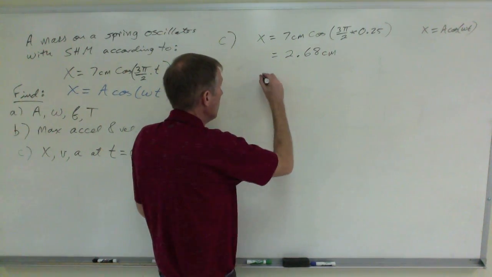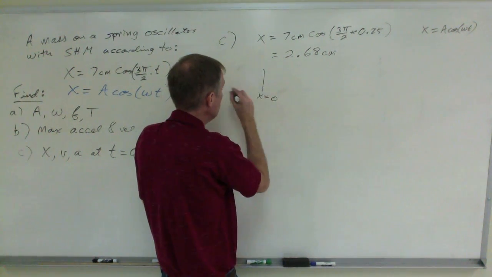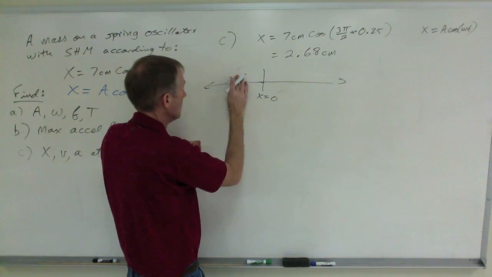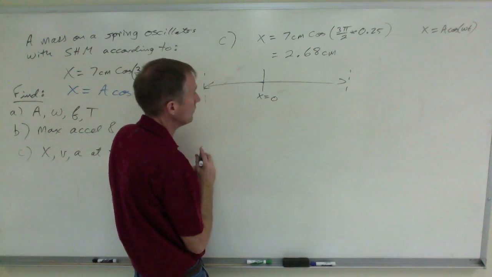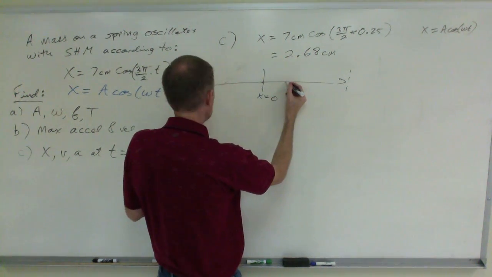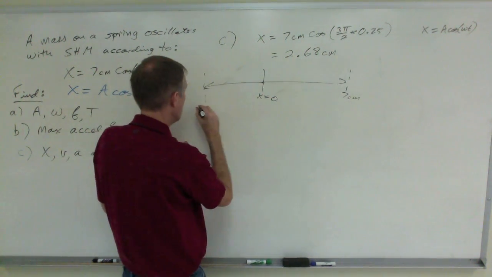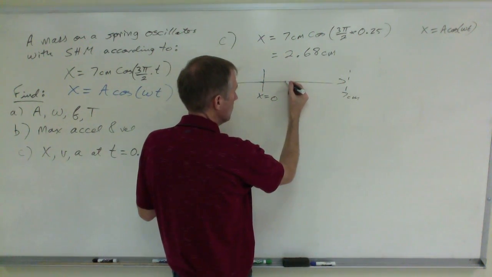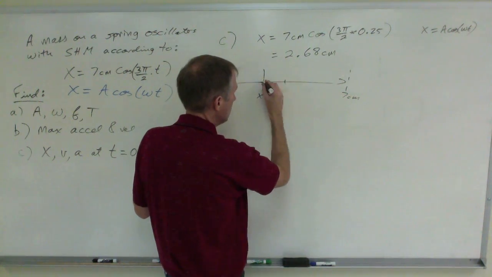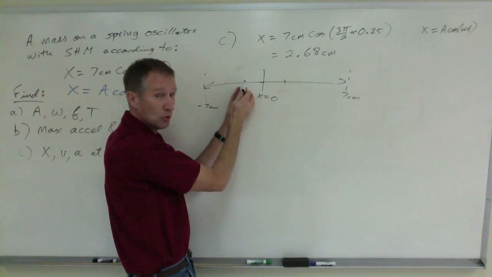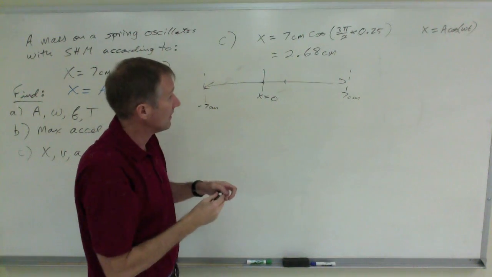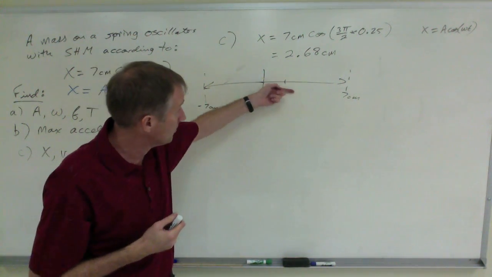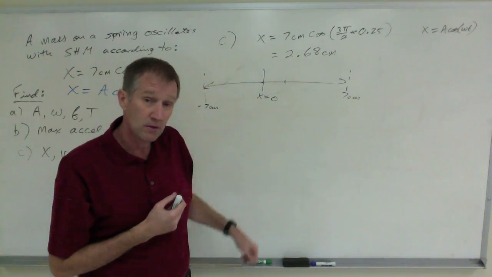All I know is here's equilibrium, x equal to 0, and this thing's oscillating back and forth between those two sides. And all I know is that this is 7 centimeters, this is negative 7 centimeters, and at the moment it's at 2.68 centimeters from equilibrium, over here somewhere. Again, if I got a negative answer, it would be over here, but I didn't get a negative answer. So the next thing I'm going to do is find its velocity. If the velocity is positive, it means it's still going to the right. If the velocity is negative, it means it's going that direction.